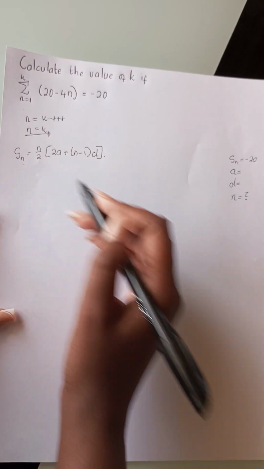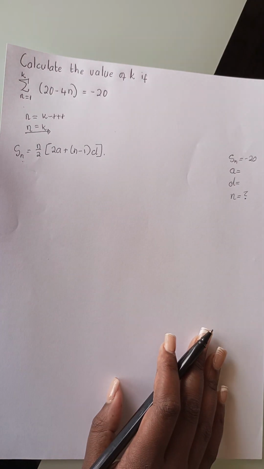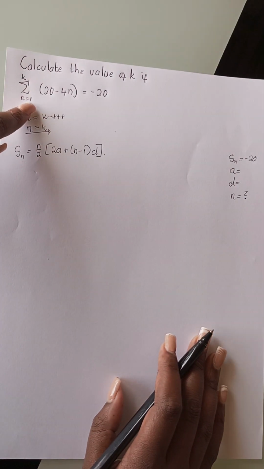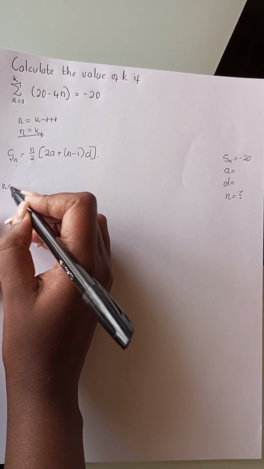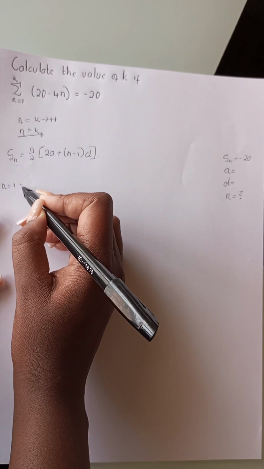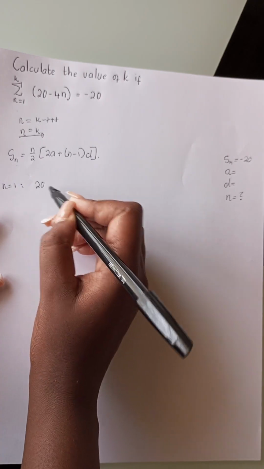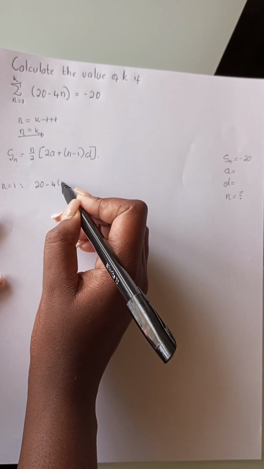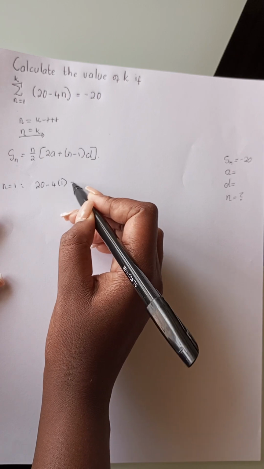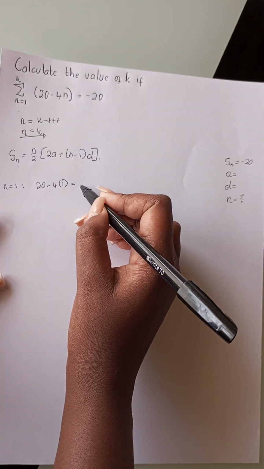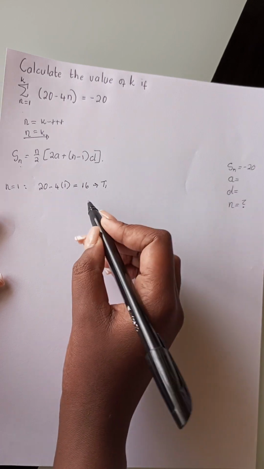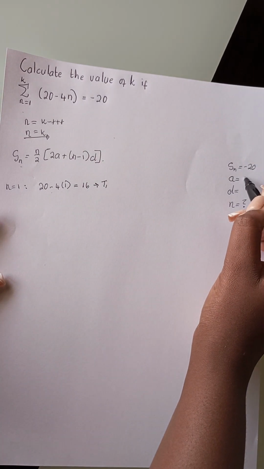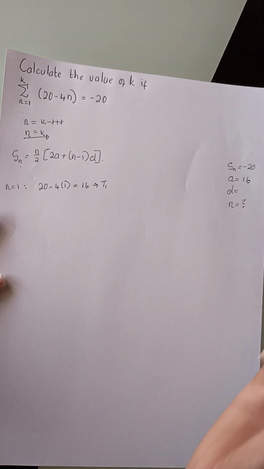Okay, so let's start by trying to find a. A is our term number 1, right? So we're going to find it where the series starts. So we're going to say when n is equal to 1, we have 20 minus 4 into 1, which gives us what? 20 minus 4 gives us 16. This implies that our term number 1, which is a, is 16. Then we're going to write 16 there.